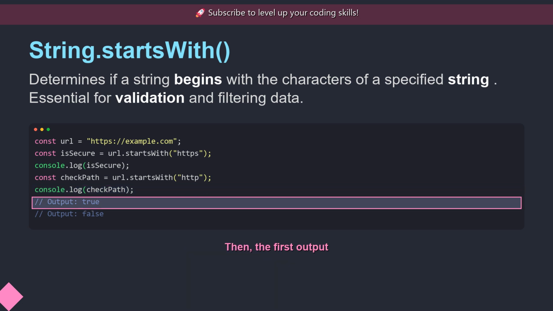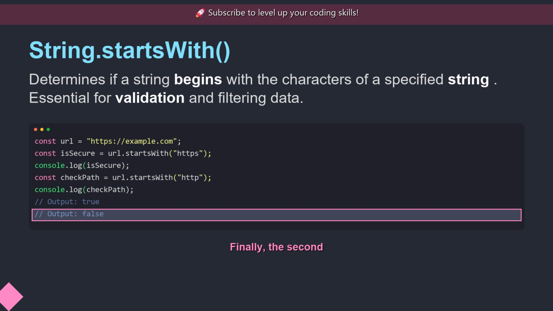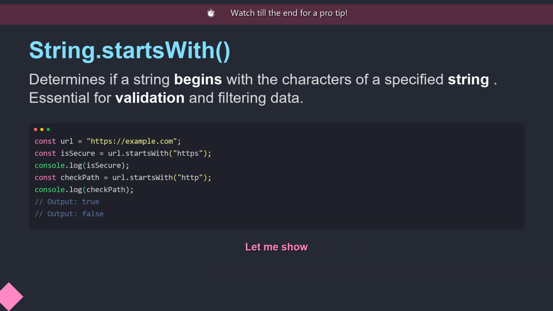The first output confirms that the string does indeed start with HTTPS, returning the Boolean value true. Finally, the second output shows false because HTTPS does not start with HTTP at the first character. Let me show you a few more practical examples.